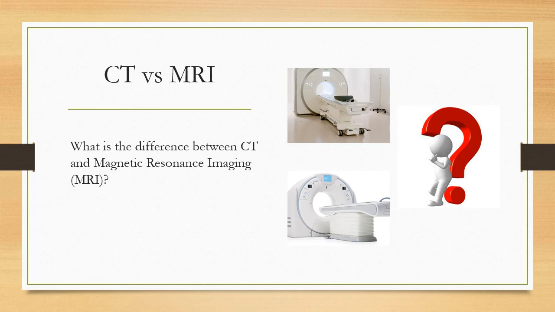Let's start with CT versus MRI. The images on the right depict an MRI and a CT scanning machine. Can you tell which one is which just by looking at them? They are very similar in their appearance, but function vastly differently. The top image is an MRI machine. The image below is a CT scanner.